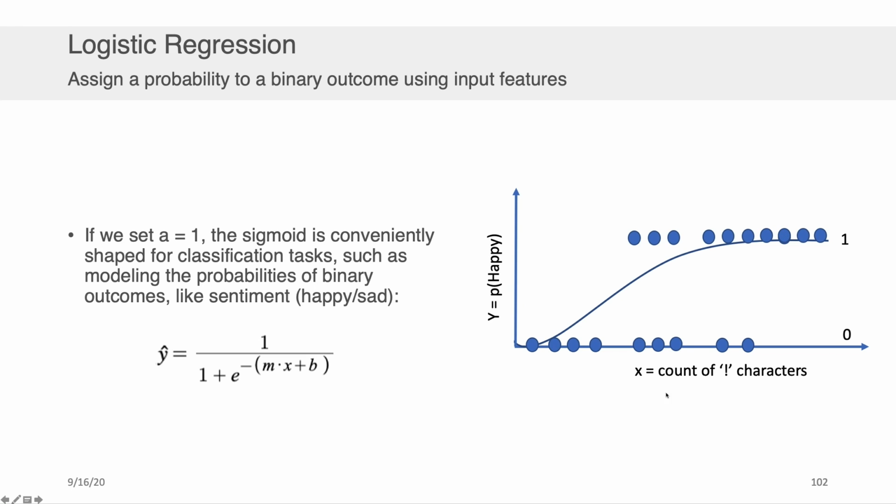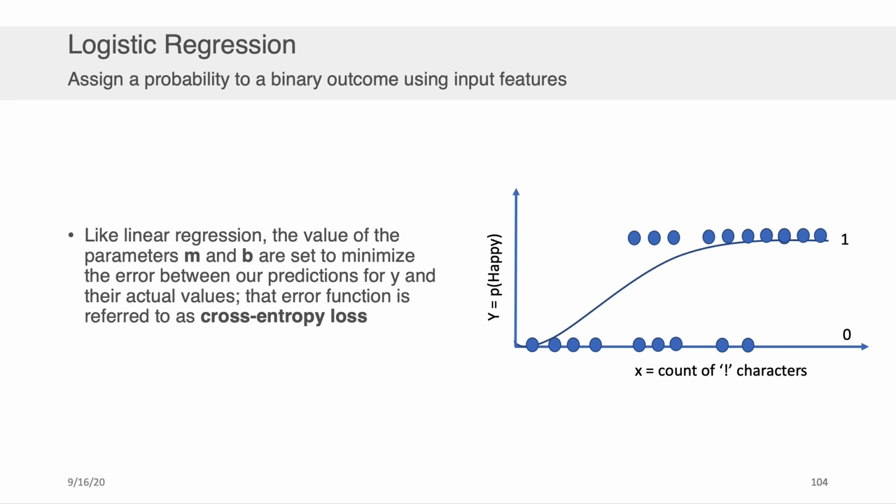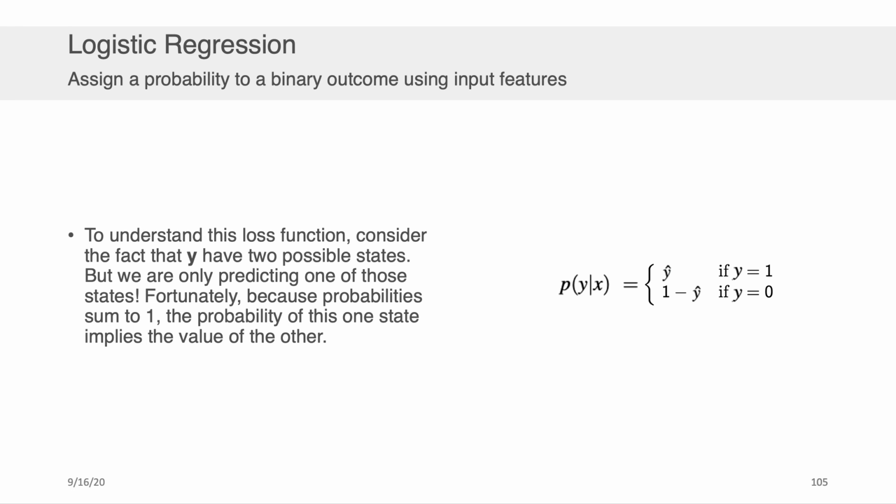And as a function of the number of exclamation mark characters in the sentence, we start seeing a saturation in the classes being happy. The sigmoid also reflects that. Now, just like a linear regression, the value of the parameters m and b in the equation below are determined by minimizing a definition of error. So we have to say, what exactly are we going to consider to be the error so that we can tune the m and the b values, tweak those knobs, so that we can minimize that and get the best fit possible? Well, in the case of logistic regression, that error function is referred to as cross-entropy loss.